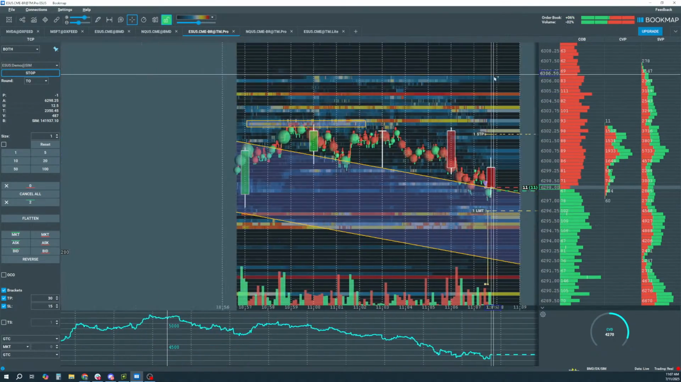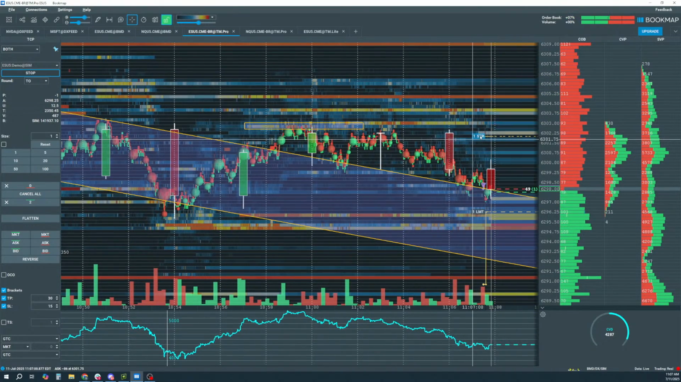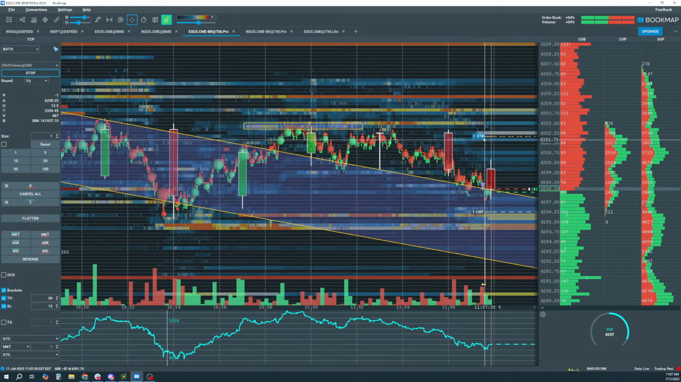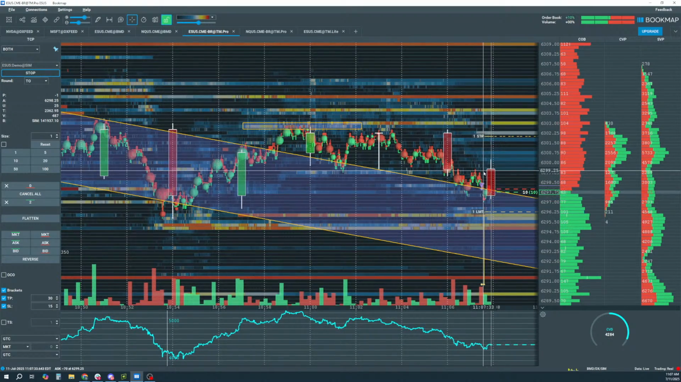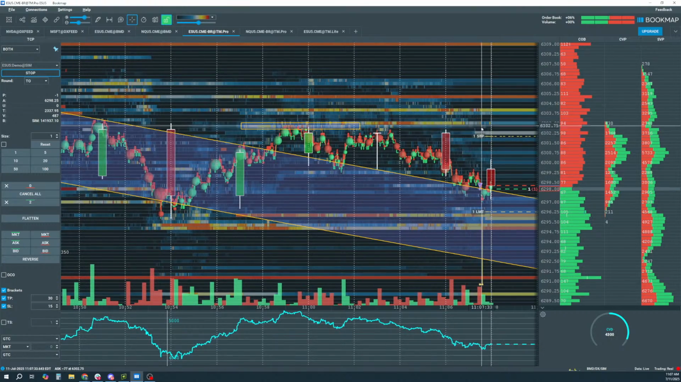Okay, so let's see if we can get it. I'm keeping my stop up here, but I will likely just get out if it comes up to just up to this 99.5 or so.